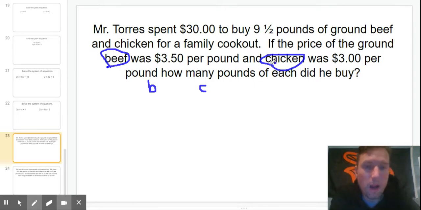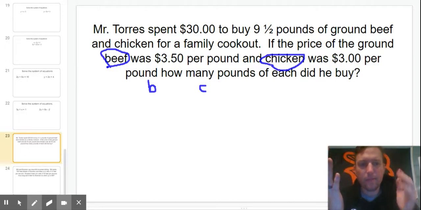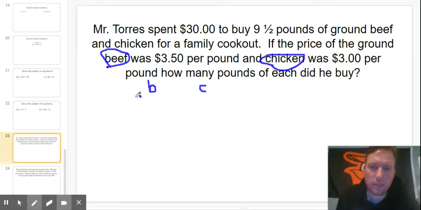Because it's important with these problems to really make sure that we understand what the problem is asking of us. So at the end of the problem, we should be able to say, Mr. Torres purchased this much beef and this much chicken. That's really what the question is asking. So I'm going to solve for these variables. I'm going to solve for B and I'm going to solve for C.